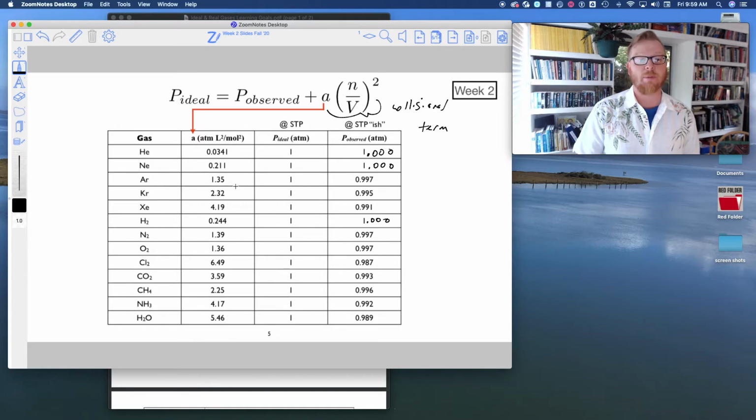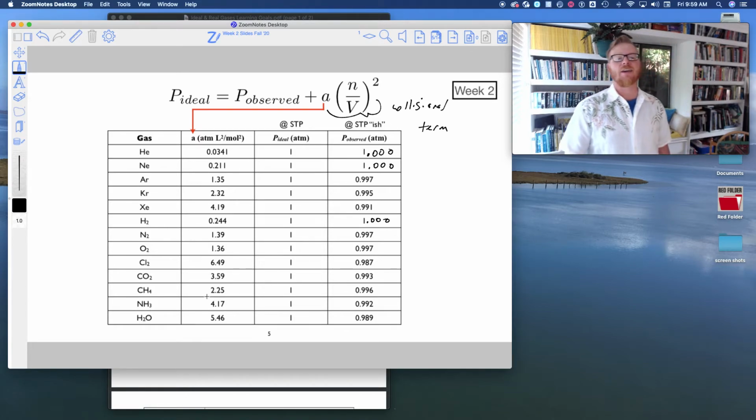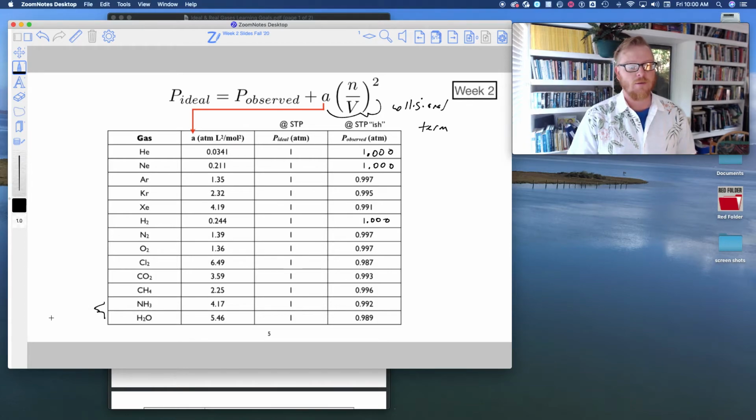But now, look, once you jump up to argon, argon's a term goes up almost a full power of 10, and now it starts to become noticeable. And we get all the way down to water, 5.46, one of the largest values. Chlorine's value is actually bigger. It gives you a pretty noticeable effect, 0.989 if you had a very sensitive pressure meter. Okay. And so what you might guess is at play here are the intermolecular forces. So for example, we know water and ammonia are capable of hydrogen bonding, right? Okay, so that's a very strong intermolecular force. As a result, they have a pretty large a value.